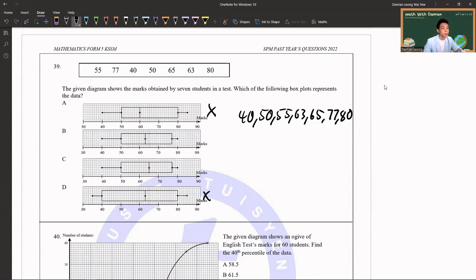Then the first quartile and third quartile are both the same, so we don't need to look at that. We just look at the median. The middle number here is 63. So the one that is at 63 would be B. Or C would be at 65, which is different from what it should be.